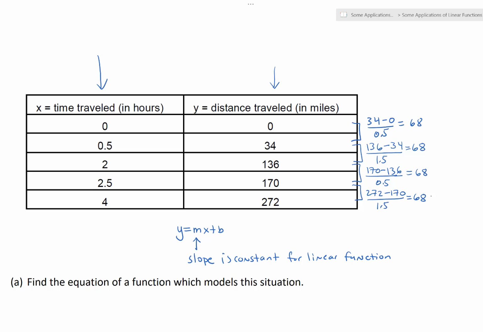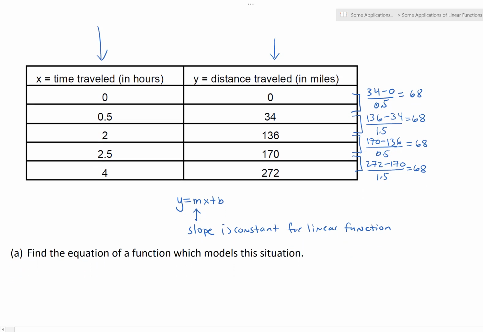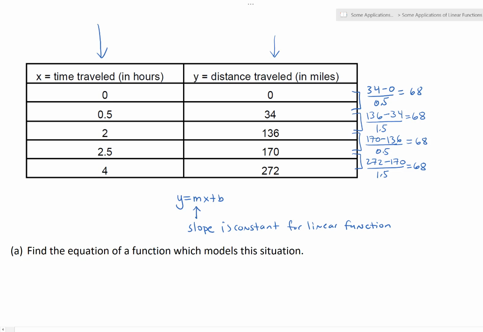Now, we don't have a crazy amount of data points, but we have enough in this problem to be confident that, yeah, the slope is constant. This should be a linear function. So we're going to find a linear function that models this situation.